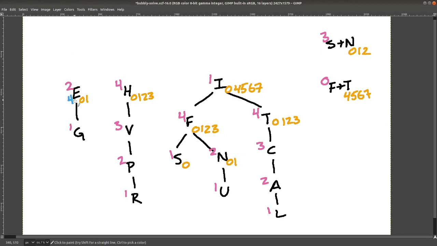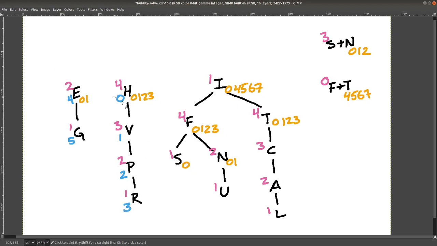So if you pop E, you get G, H, and I. Their numbers are 1, 4, and 1. 1 XOR 4 XOR 1 is 4. If you pop G, you're left with 4 and 1, which is 5. If you pop H, you're left with 2, 3, and 1, which is 0. So if you pop H, you get to a bad state. So H is a winning first move. If you pop V, you get to 2, 2, 1, which is 1. If you pop P, you get to 2, 1, 1, which is 2. And if you pop R, you get to 2, 1, which is 3.